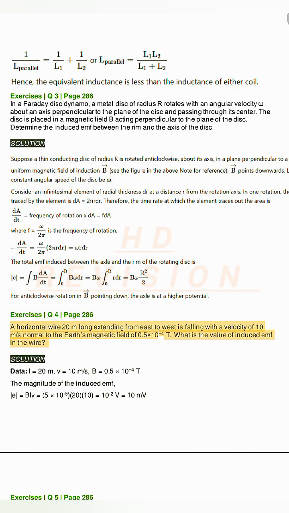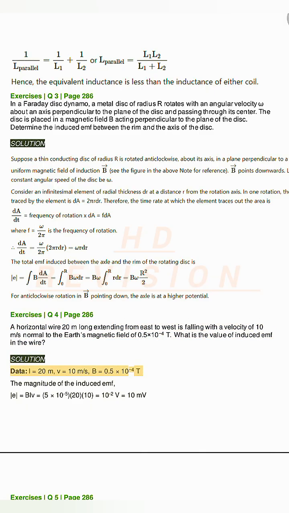Exercises Q4, page 286. A horizontal wire 20 meters long extending from east to west is falling with a velocity of 10 meters per second normal to the Earth's magnetic field of 0.5 times 10⁻⁴ T. What is the value of induced EMF in the wire?